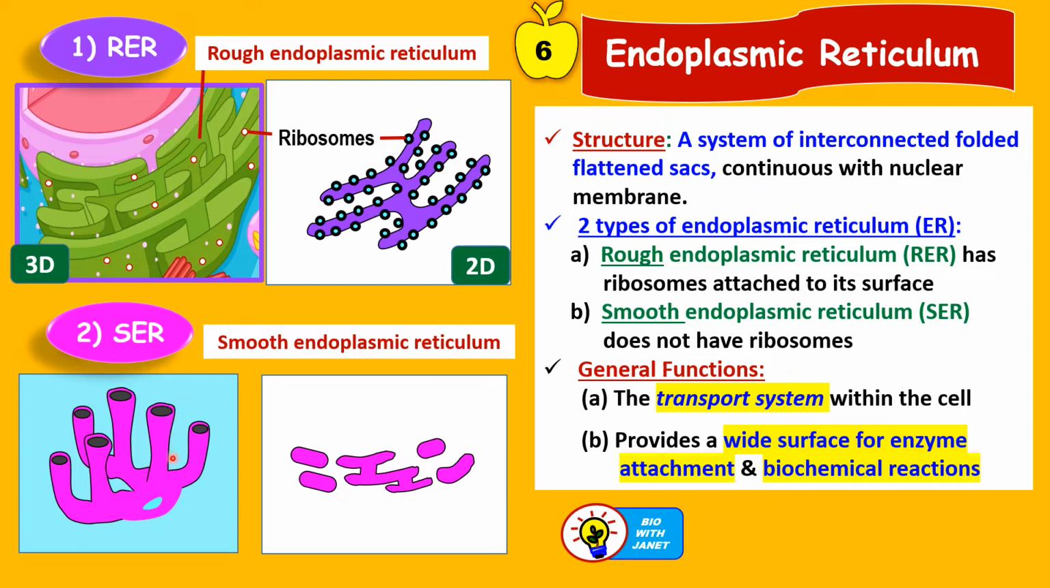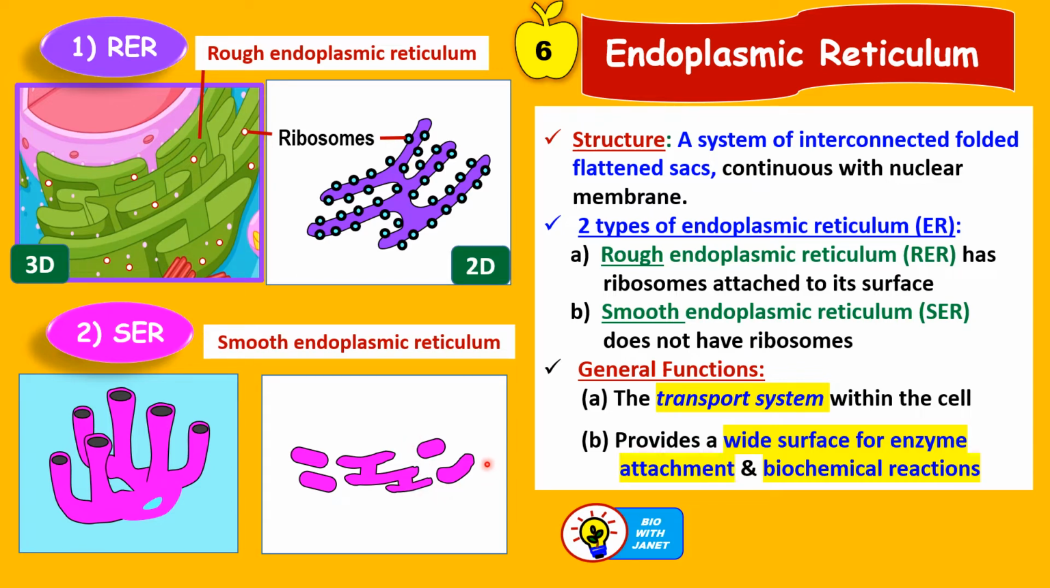So here we can see the difference in the structure of the rough ER and the smooth ER. The rough ER is like flattened bags, but the smooth ER is more like vertical tubes that are interconnected. All right, so there's a slight difference. And if you look at the 2D pictures of it, for rough ER you have to draw the ribosomes on it, and for smooth ER, there are no ribosomes on it.